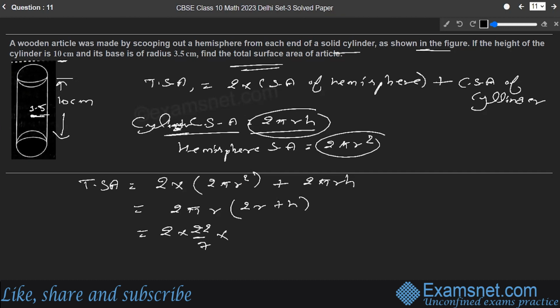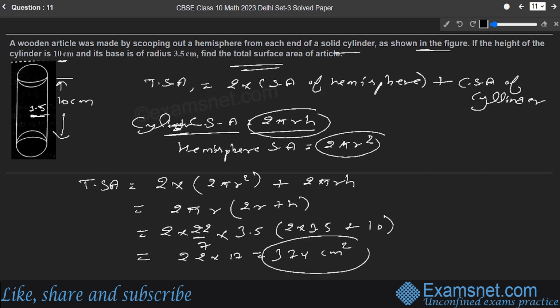So 2 into 22 by 7, and the radius they gave is 3.5, multiplied by twice of 3.5, that is 2r, plus the height of the cylinder, which was 10. How much does this become? If you solve this further, this is going to be 22 into 17, that is nothing but 374 centimeter square. So that is the required area asked in the question. Answer is 374 centimeter square.